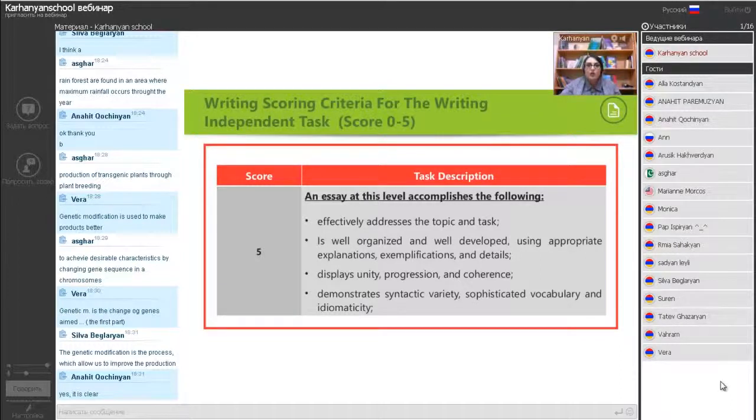Now about the writing scoring rubric. So the highest point here is 5. An essay at this level accomplishes the following: effectively addresses the topic and task, and is, of course, well organized and well developed. Don't forget about the details.